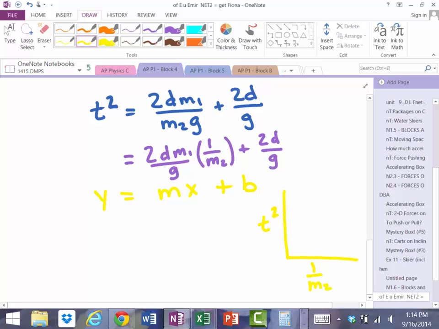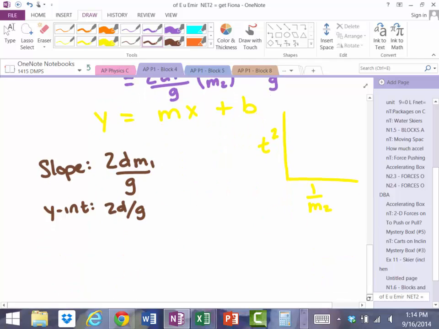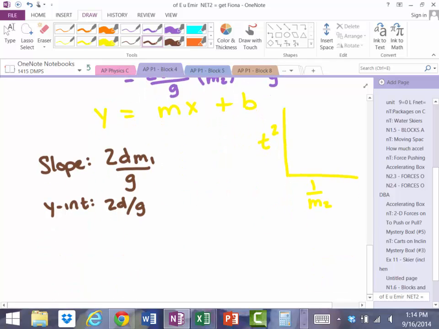And what kind of shape should I get? A straight line, hopefully, with a slope of what? 2dm1 over g. And with a y-intercept of what? Isn't that kind of cool? That makes sense. Now we're going to cross our fingers.